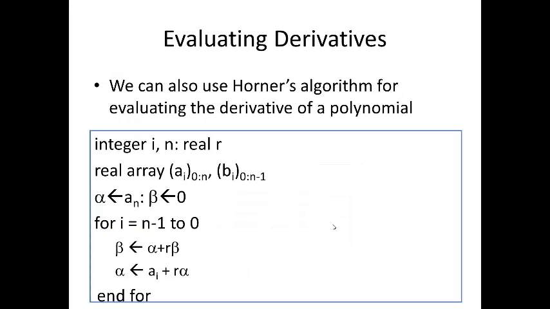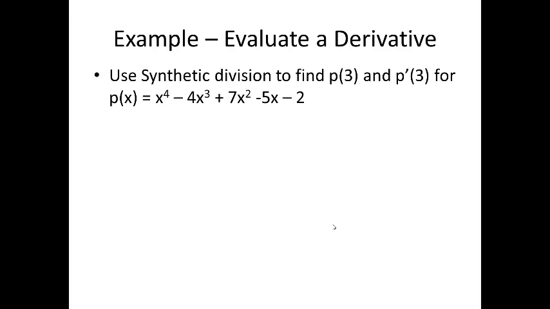We can also use Horner's algorithm for evaluating the derivative of a polynomial, and here's the pseudocode for that. As before, it won't mean too much to you, but let's take a look at how we can use this in an example. So let's use synthetic division to find p of 3 and p prime of 3 for the same polynomial we did p of 3 for.